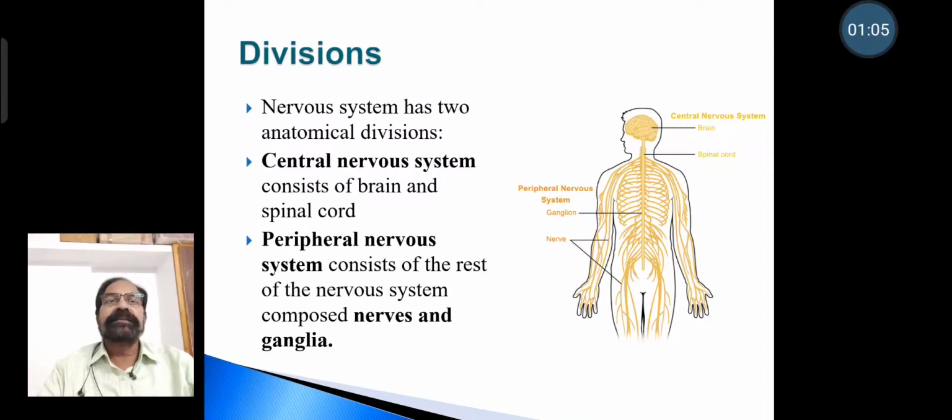So divisions. Nervous system has two anatomical divisions. That is central nervous system, which consists of brain and spinal cord, and peripheral nervous system, which consists of rest of the nervous system composed of nerves and ganglia.